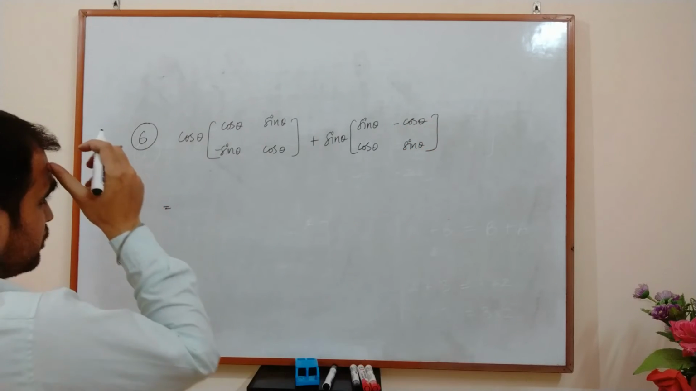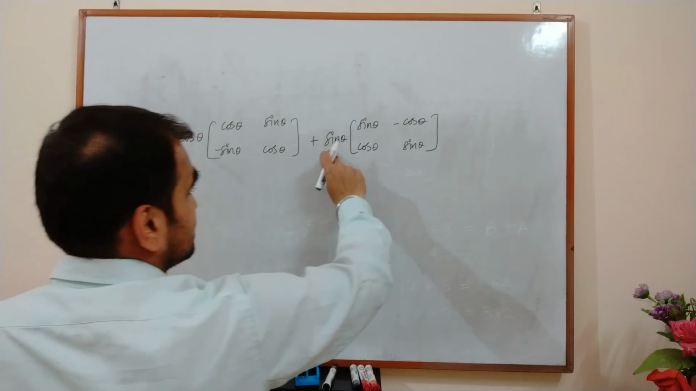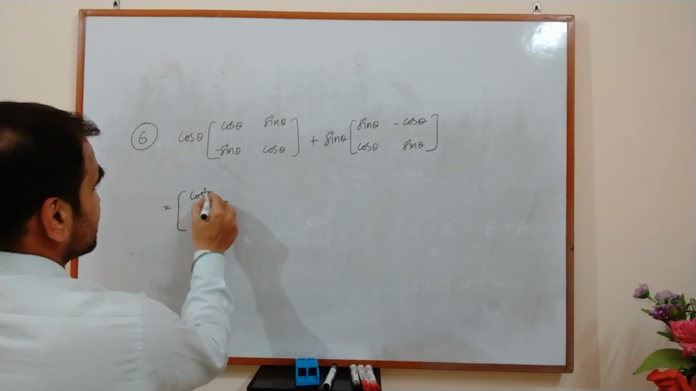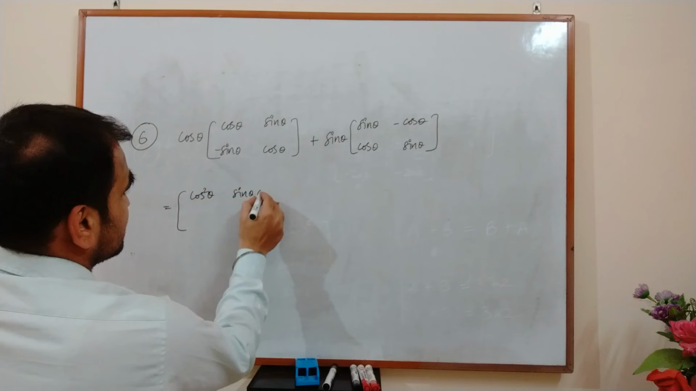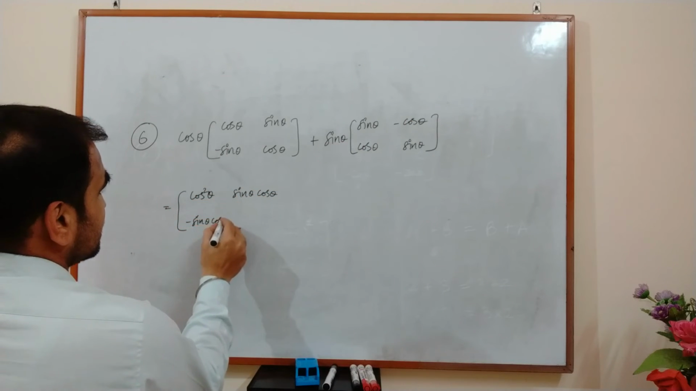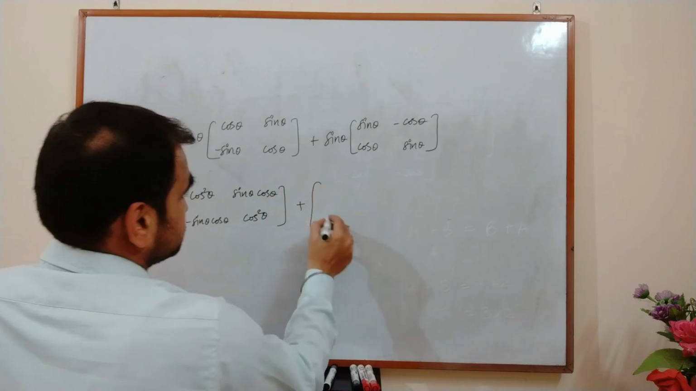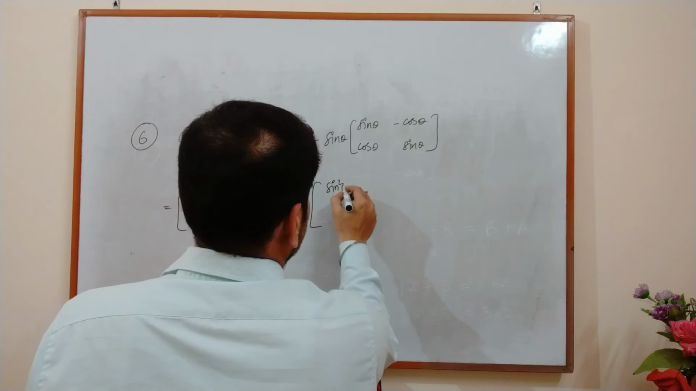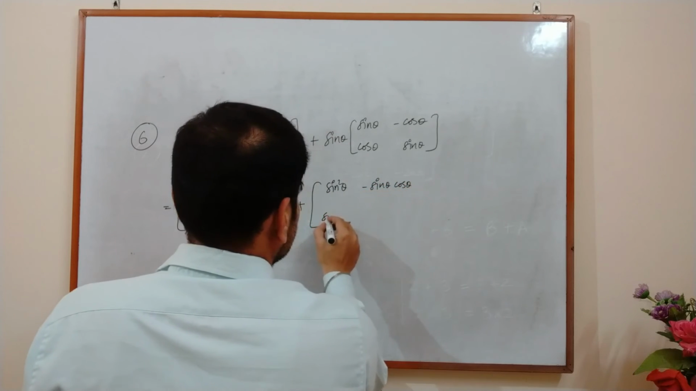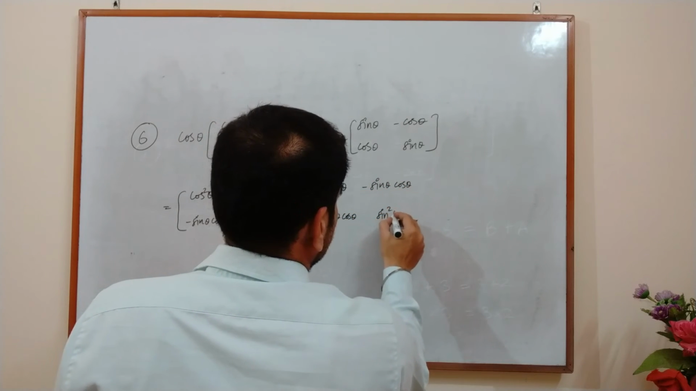Okay, so first we have to perform the scalar multiplication. So we will multiply cos theta with all four elements. Similarly, sin theta will be multiplied with all the elements. So we will get cos square theta, sin theta cos theta, minus sin theta cos theta, and cos square theta. Then plus sin square theta, minus sin theta cos theta, sin theta cos theta, and sin square theta.